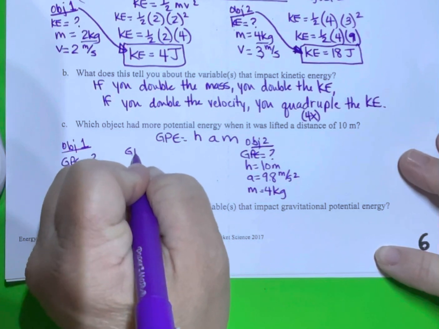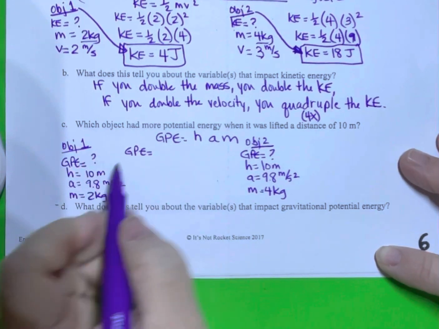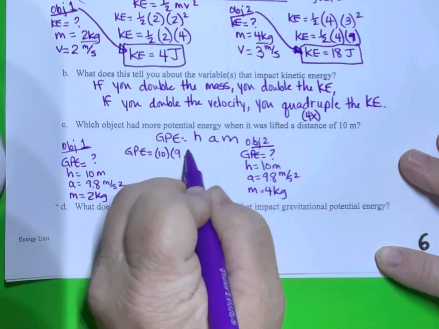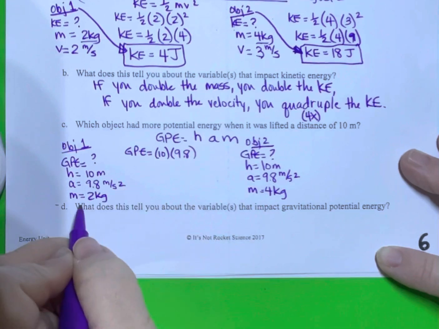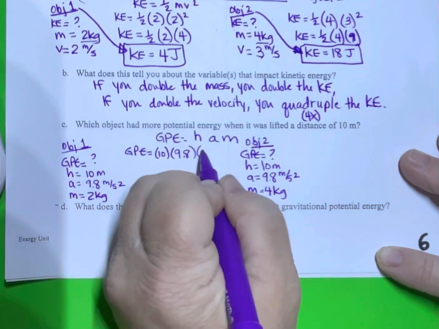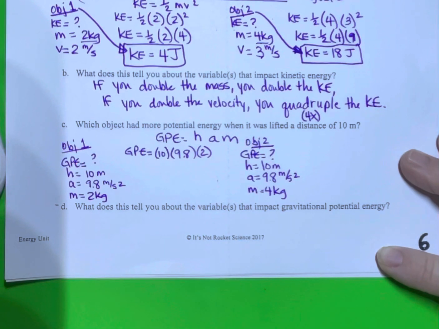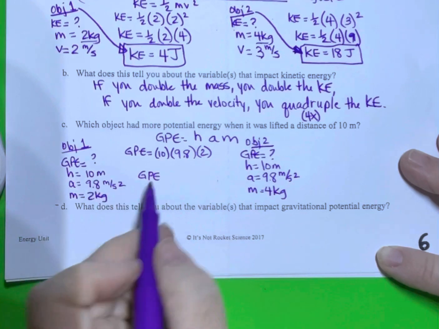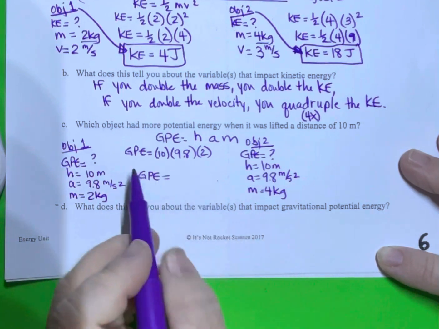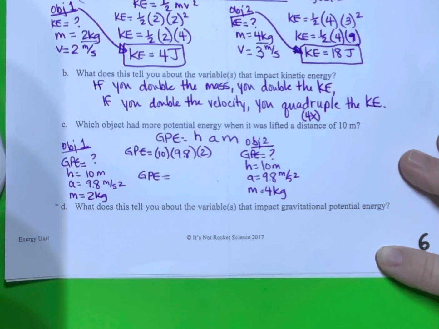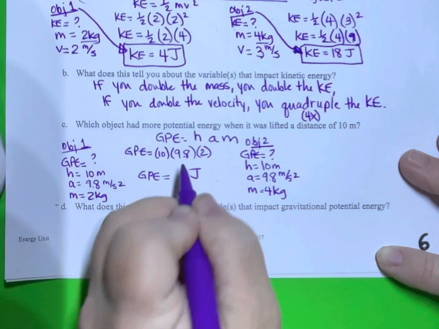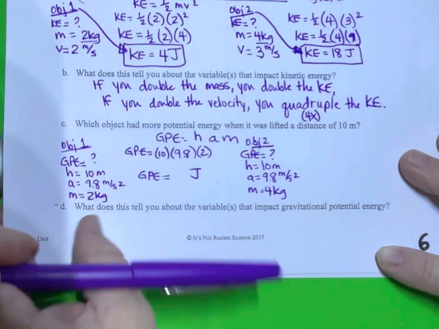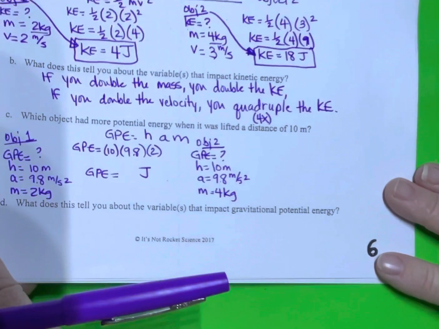So GPE is equal to the height, which is 10, times the acceleration due to gravity, which is 9.8, times the mass, which is 2. So you just multiply all those together, and that gives you the GPE for object 1. And what is our unit going to be for energy? Joules. It's capital J, right? For joules. So whatever number you come up with there, the unit is going to be in joules.